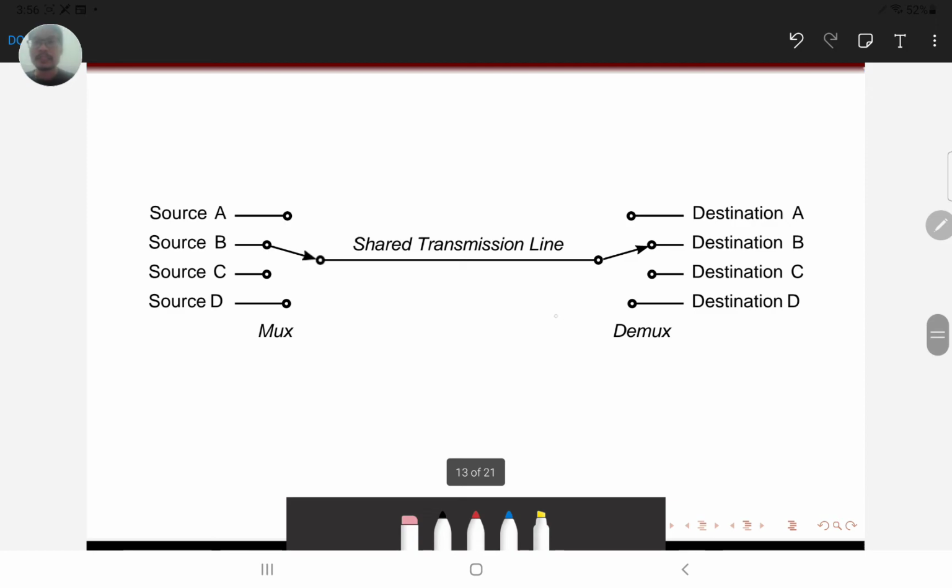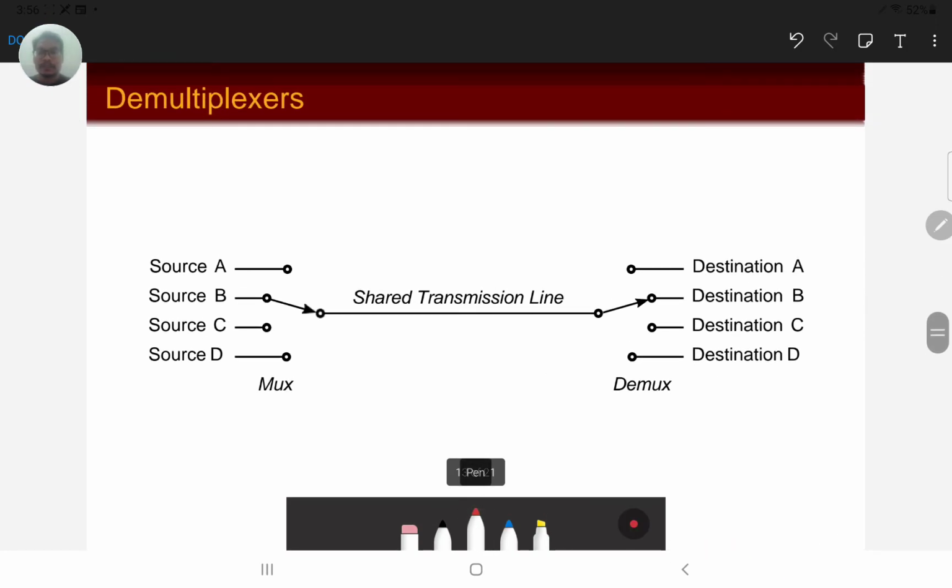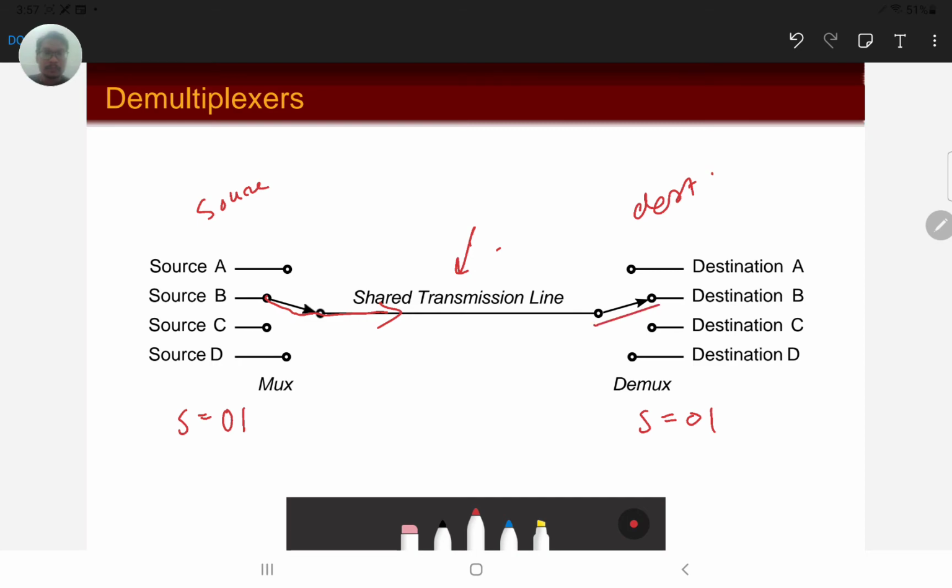Okay, so let's have a look at the application of the demultiplexer. In the demultiplexer, normally we have a shared transmission line, and here is our source. Here is our destination, and we have a selector here. Let's say my selector is 0, 1. I'm going to take my B input to the line and transmit this, and here is also going to be 0, 1, and I'm going to put it into the B destination. So using the same selector, here is your demultiplexer, and here is your multiplexer selector.